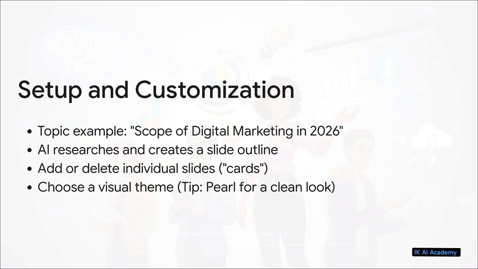Then, the AI will create an outline with titles for each slide, which Gamma calls cards. And you have total control here. You can add or delete these cards to make the story flow how you want it. You can even choose the number of slides. You get up to 10 for free, which is usually plenty. Finally, you pick a theme. And here's a little tip. The Pearl theme is fantastic for a clean, professional look that doesn't get in the way of your message.